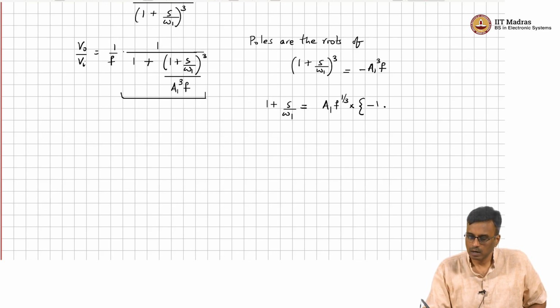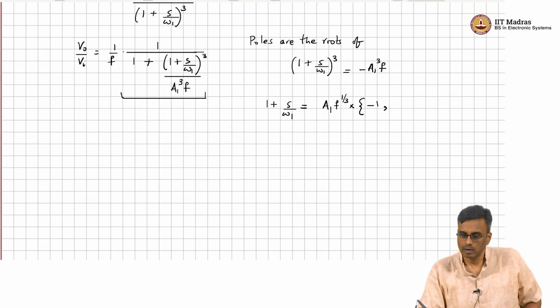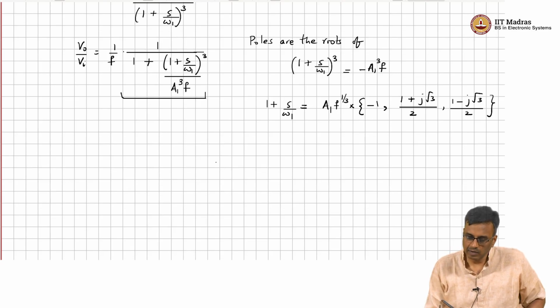Minus 1. Okay. What is this? j root 3 by 2, 1 minus j root 3 by 2. Okay. All right. So, that is 1 plus s over omega 1.